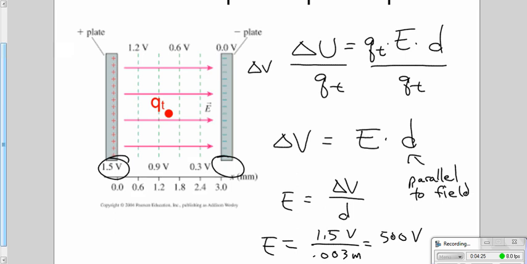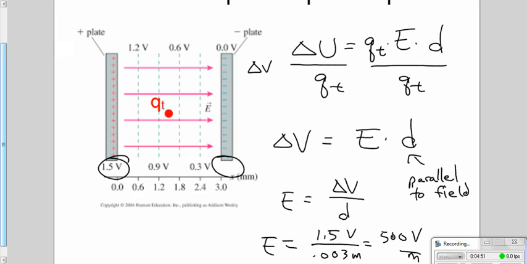And so in the common language, a scientist would say that those plates have a difference of 1.5 volts, and the electric field then between them is 500 volts per meter. You're more familiar with the newtons per coulomb unit for electric fields, but volts per meter is actually more useful when you're relating it to the potential difference.